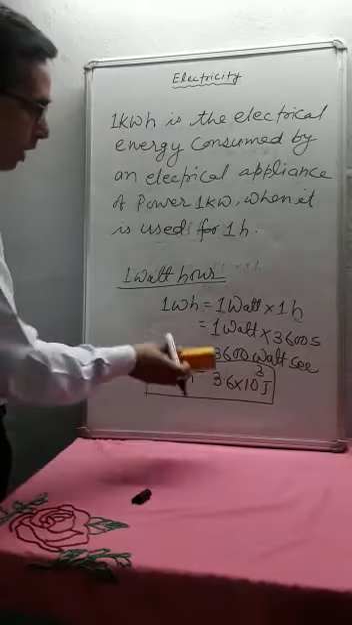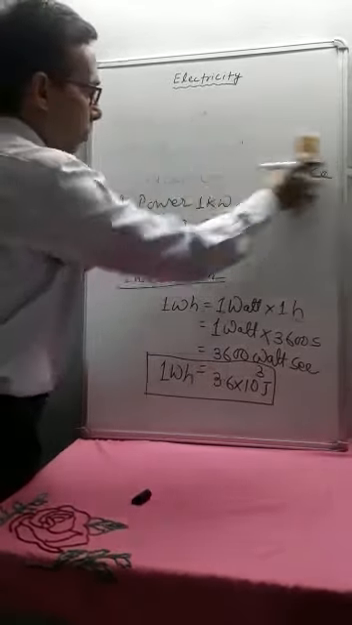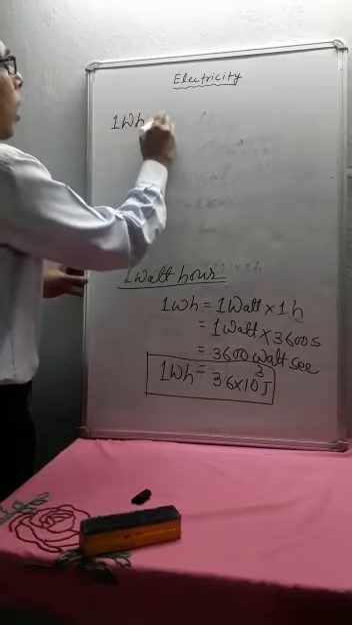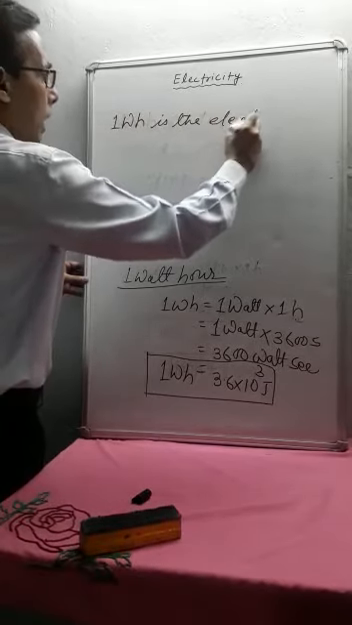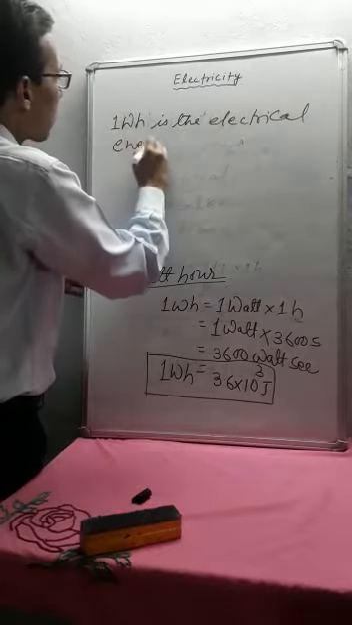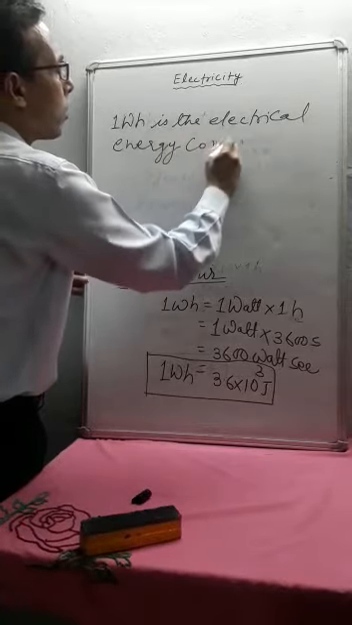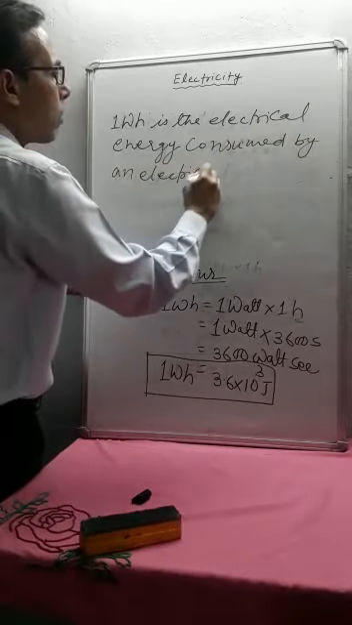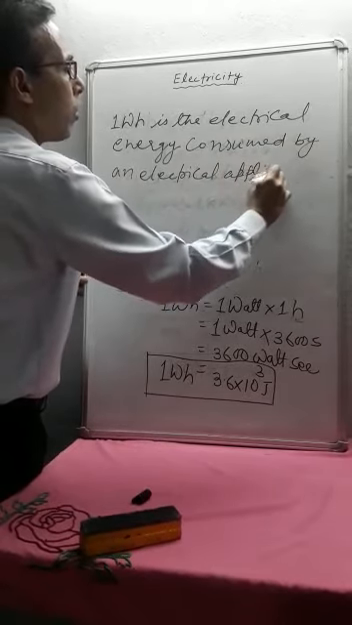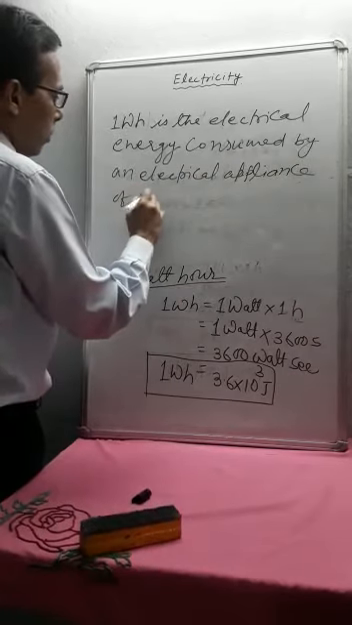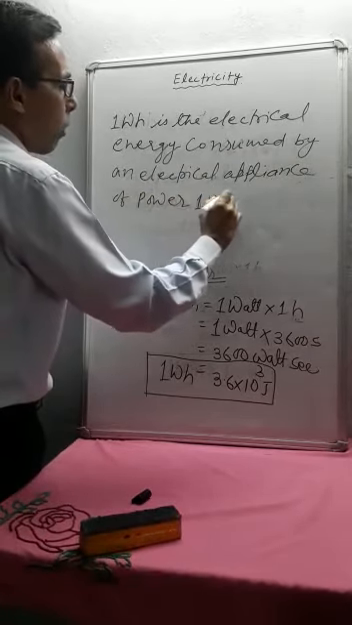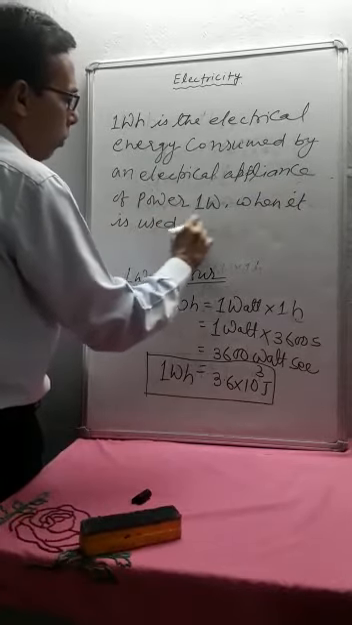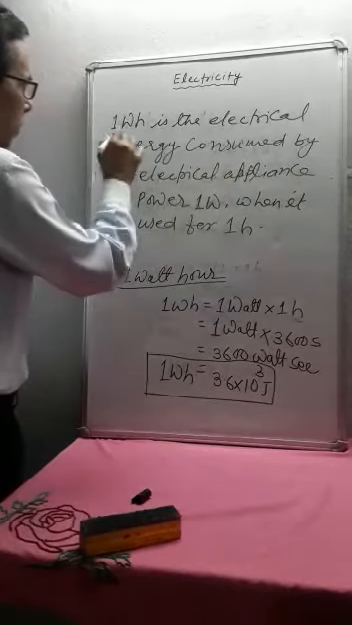Now how to define the term 1 watt hour? 1 watt hour is the electrical energy consumed by an electrical appliance of power 1 watt when it is used for 1 hour. This is the definition of 1 watt hour.